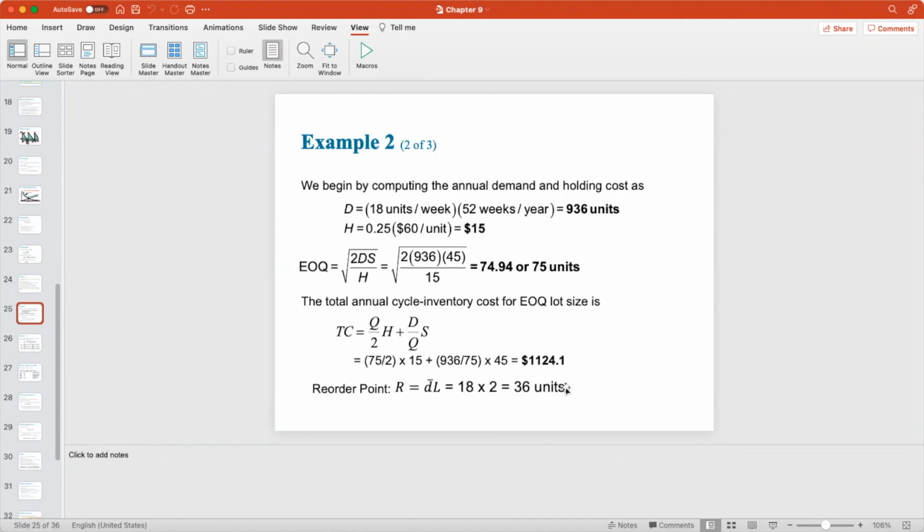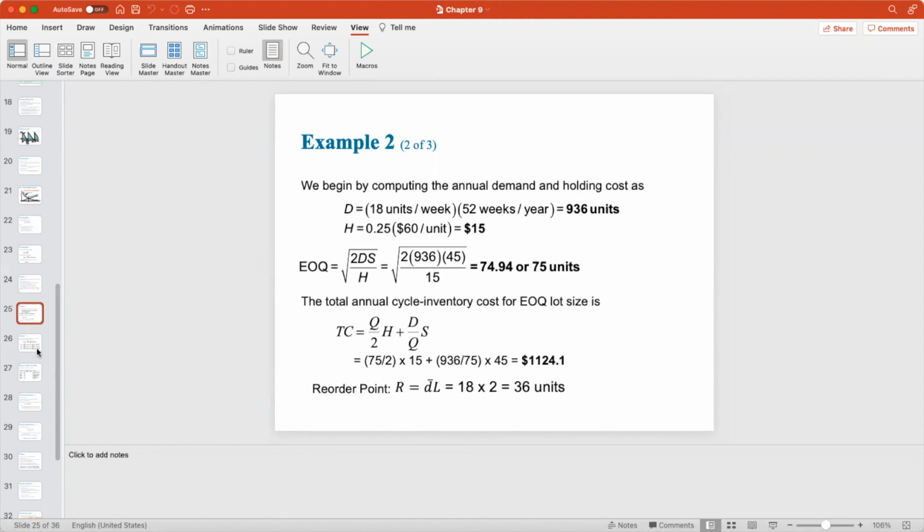How do we interpret EOQ together with the reorder point? Very simple. Each time your inventory amount is below 36 units, it will trigger the event of reordering some new amount from your supplier. The specific amount that you will reorder from your supplier will be this EOQ amount, which is 75 units, because these units can help me minimize the total inventory cost.